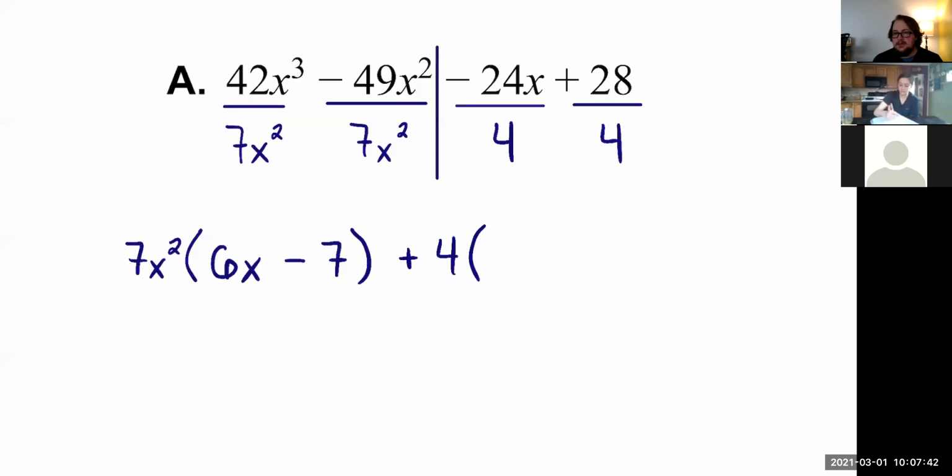Negative 24 divided by 4 is a negative 6. What happens to the x? Bring it down. 28 divided by 4 is 7. Now, I'm going to pause there for a moment, and I'd like to hear your thoughts, or what do you observe?